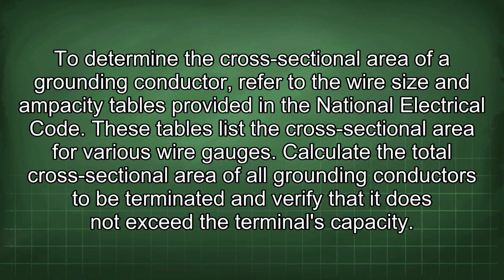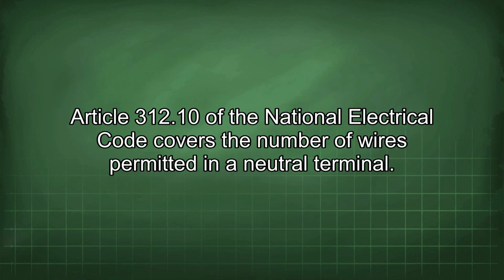To determine the cross-sectional area of a grounding conductor, refer to the wire size and ampacity tables provided in the National Electrical Code. These tables list the cross-sectional area for various wire gauges. Calculate the total cross-sectional area of all grounding conductors to be terminated and verify that it does not exceed the terminal's capacity.